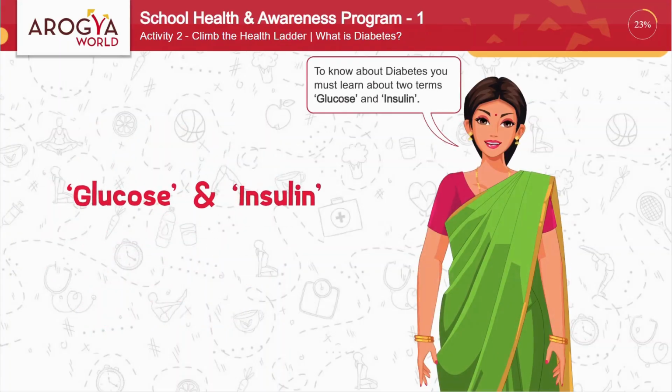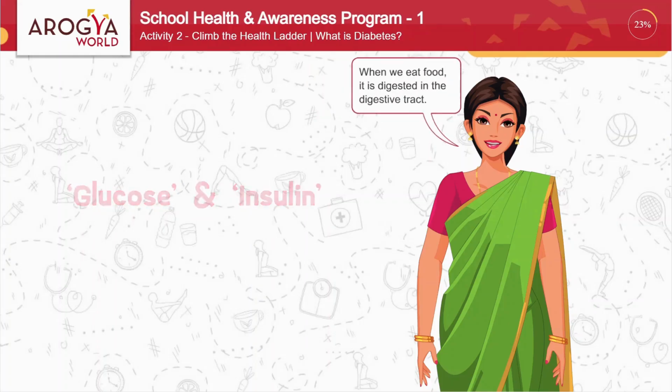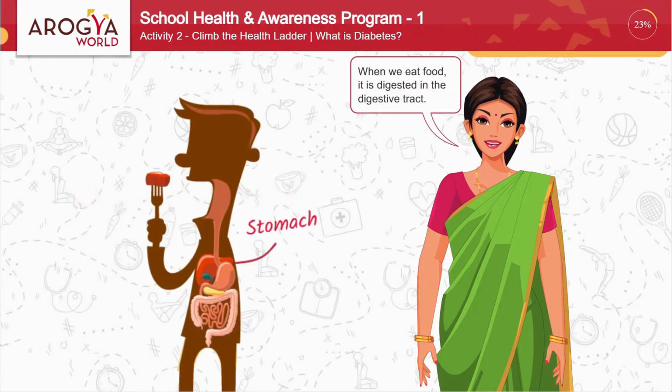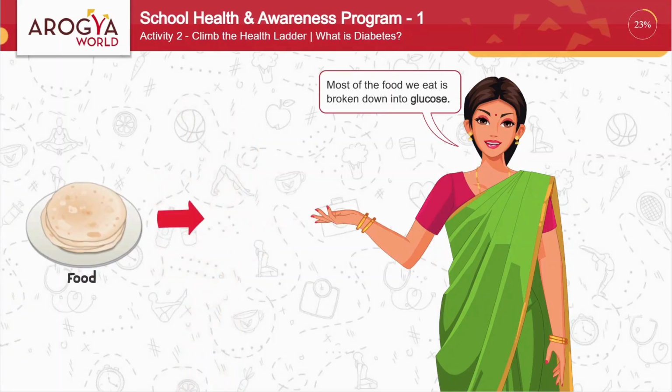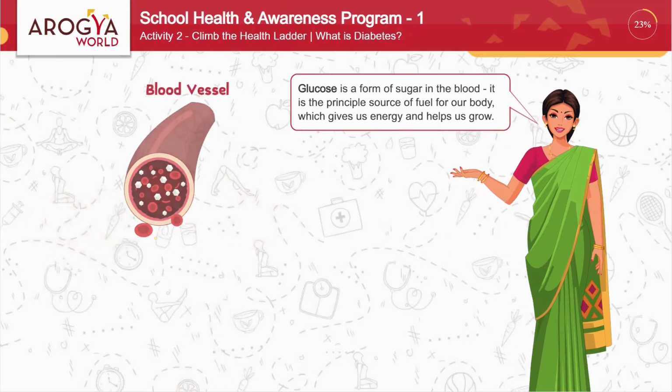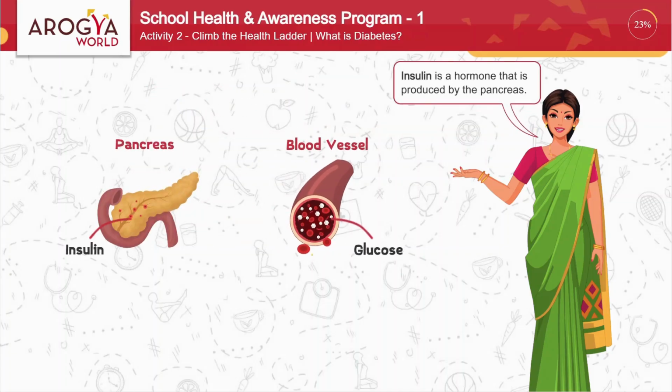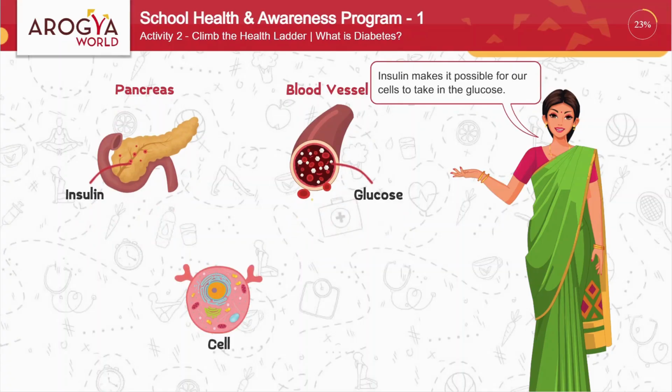To know about diabetes, you must learn about two terms, glucose and insulin. When we eat food, it is digested in the digestive tract. Most of the food we eat is broken down into glucose. Glucose is a form of sugar in the blood. It is the principal source of fuel for our body, which gives us energy and helps us grow. Insulin is a hormone that is produced by the pancreas. Insulin makes it possible for our cells to take in the glucose.